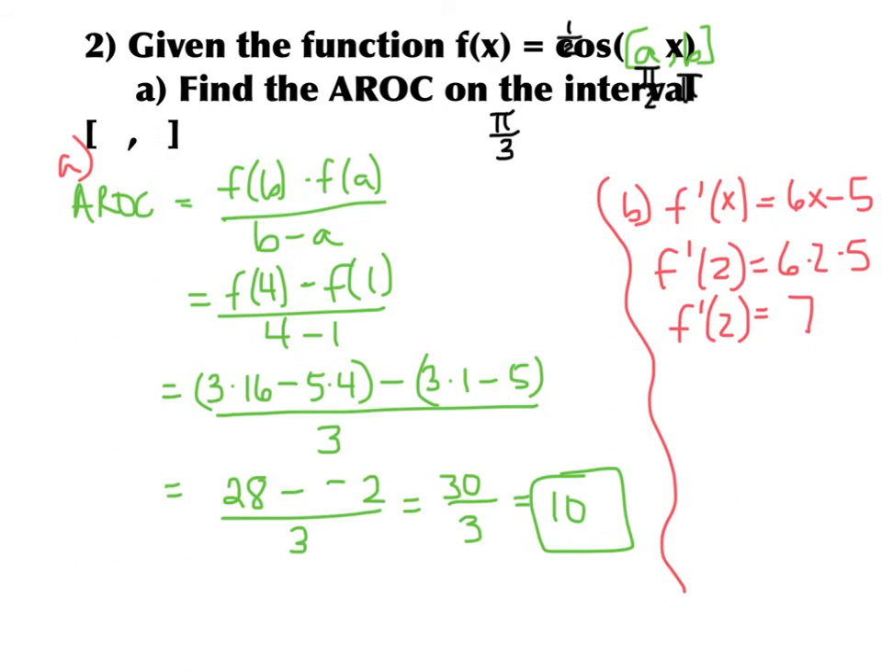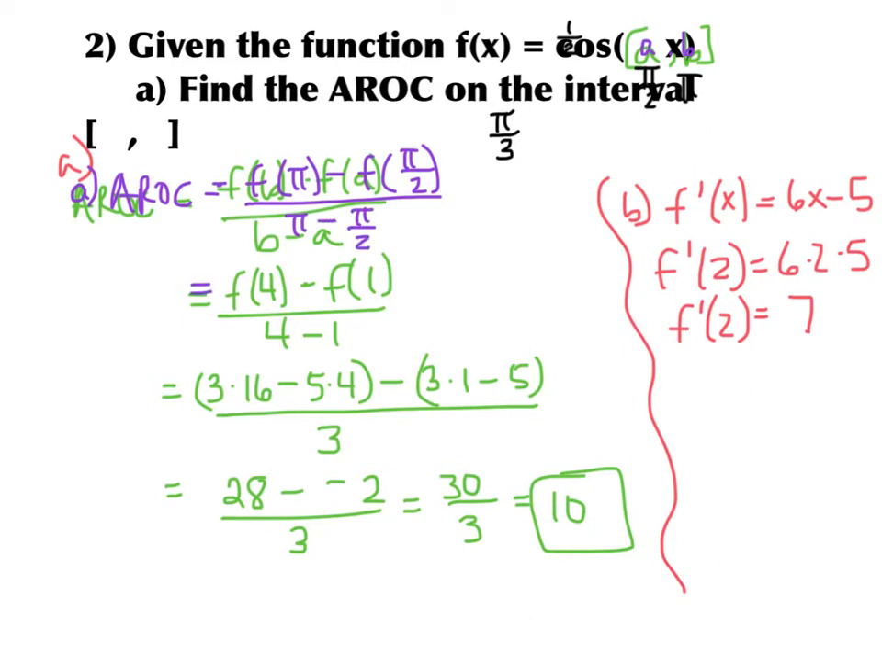Okay, in the second example, we're given a new function, this time f of x equals cos half x. We're asked to find the average rate of change over the interval pi over 2 to pi. All right, so I'm going to jump right into it and find my average rate of change. Again, this is your interval, so this is your a and this is your b. So it'd be f of pi minus f of pi over 2, all over pi minus pi over 2.